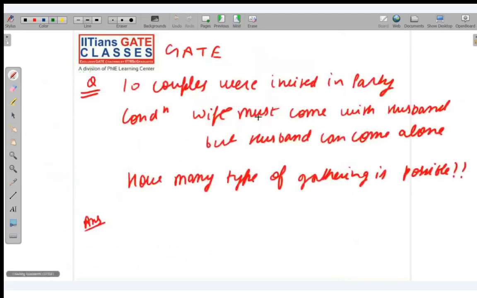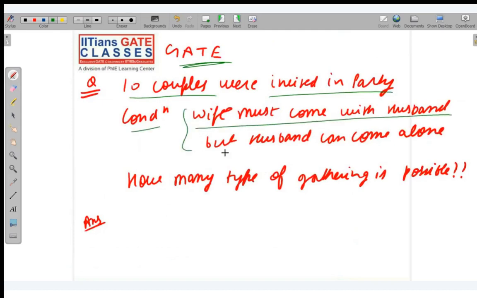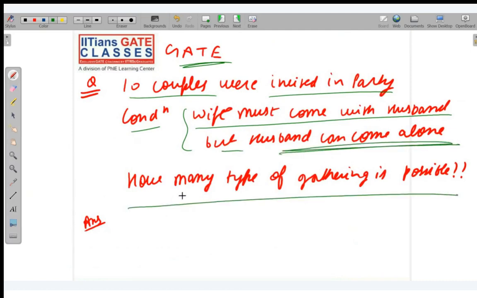Next is a GATE question. So 10 couples were invited to a party. The condition is given as wife must come with husband, but husband can come alone. How many types of gathering are possible? 10 couples are invited to a party. What is the condition? Wife must come with husband, but husband can come alone. So there is a very small twist in the question. Since it is a GATE question, they are not difficult. There is a very small twist in it. If you are able to guess it, you will get the answer.